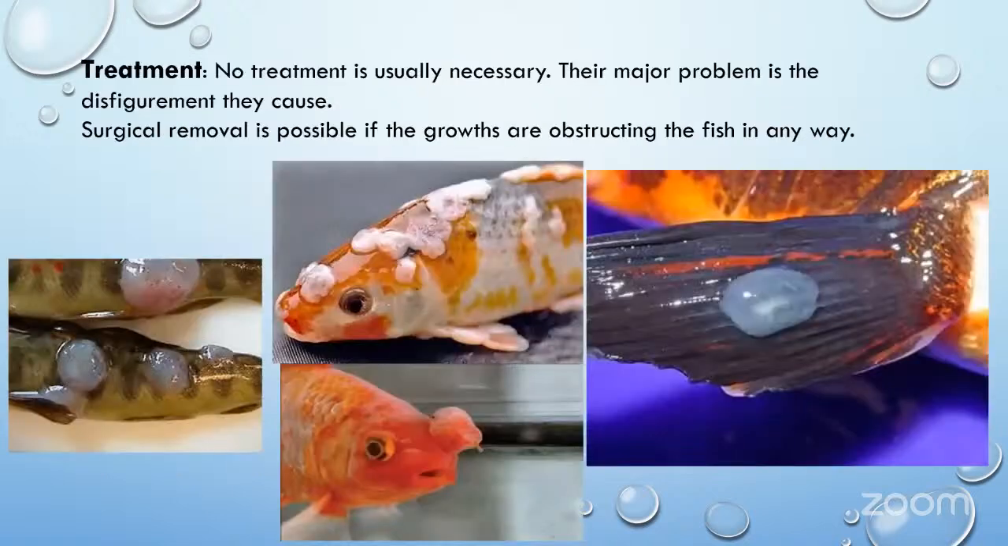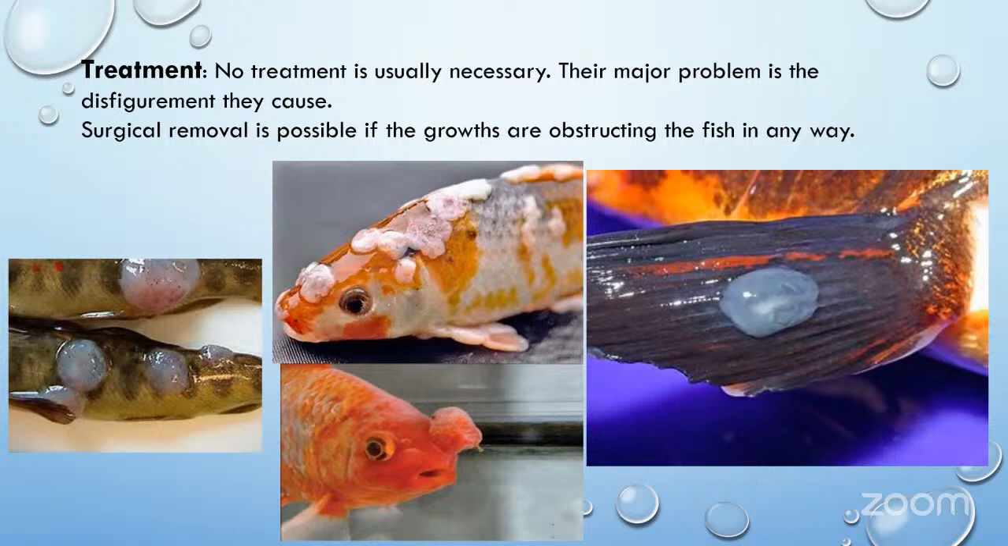Now, what is the treatment given for this? Usually there is no treatment for this. Their major problem is the disfigurement they cause. That means, look-wise, you will find these bubble-like structures all over the body. At times, surgical removal is also possible. If the growth is obstructing the fish in its growth in any way, then the nodules can be surgically removed.